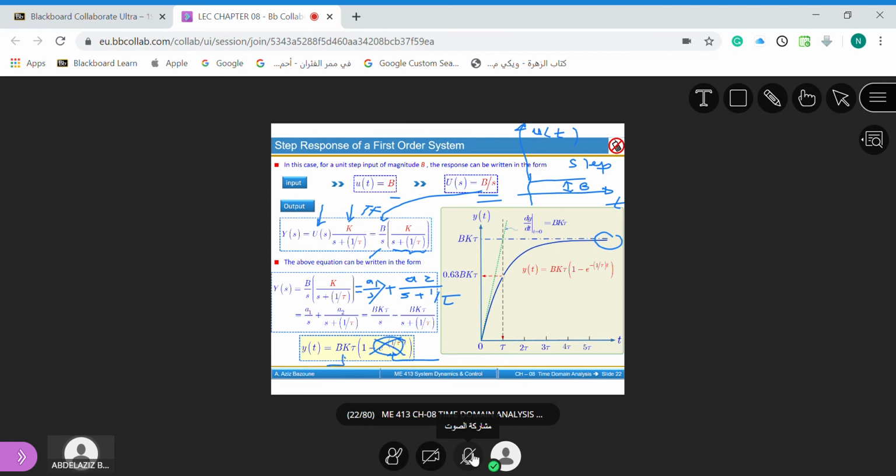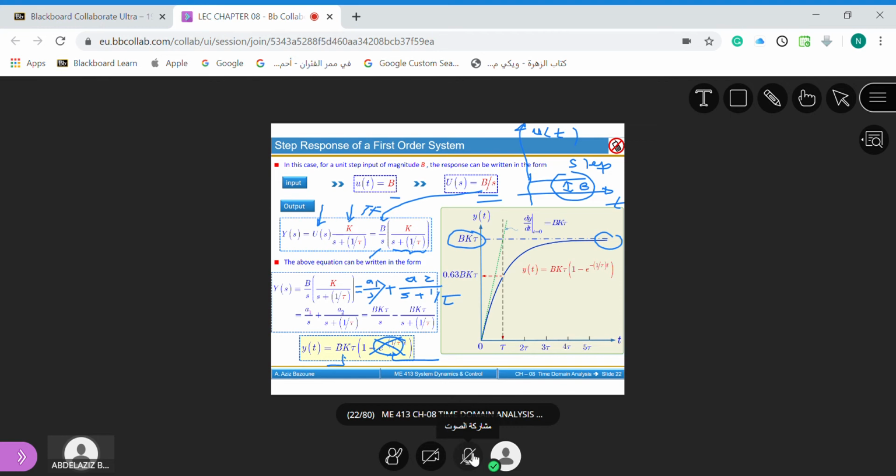This one you can find using the final value theorem. When you use the final value theorem, you will find that this is the steady state value, or the value when the time goes to infinity. This is the response for a first order system due to step input. So when we have a step input like this, the typical behavior will be like this one. It starts from 0 and then goes to the steady state value.